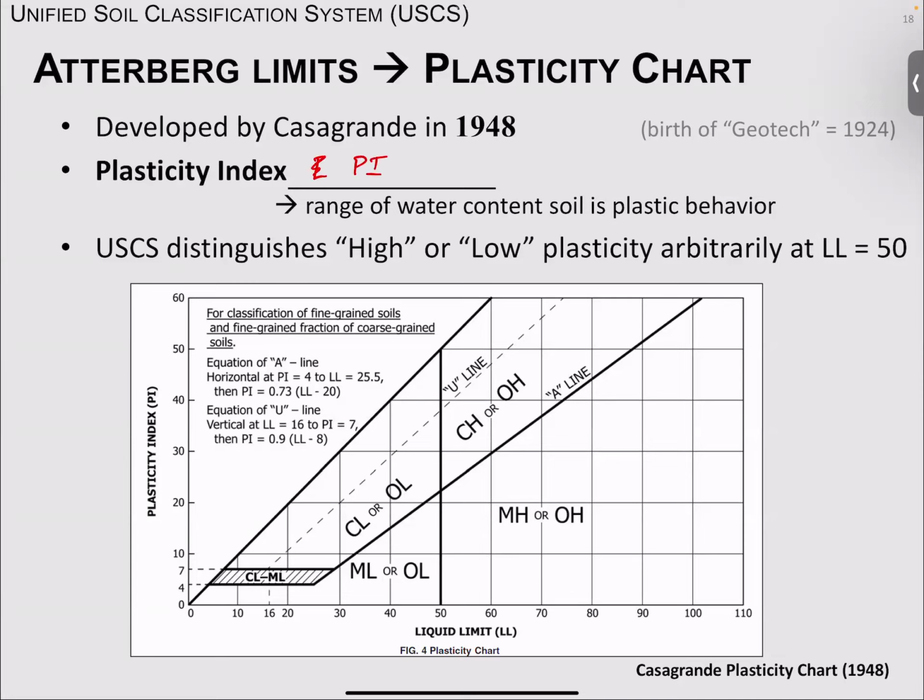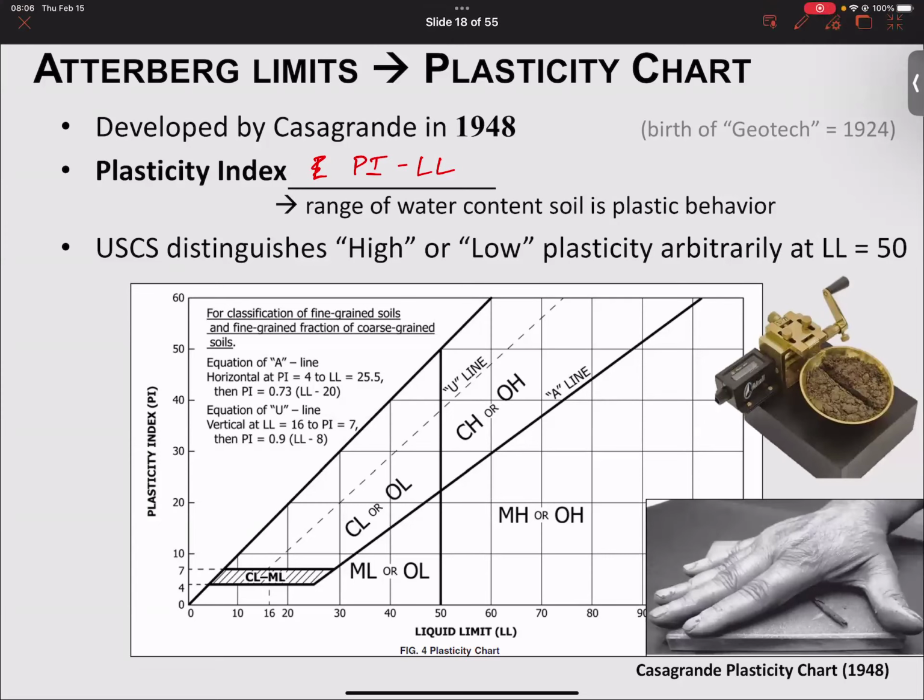plastic index minus the liquid limit. Did I get that right? Or is it the other way around? Sorry. Delete that. Come on.